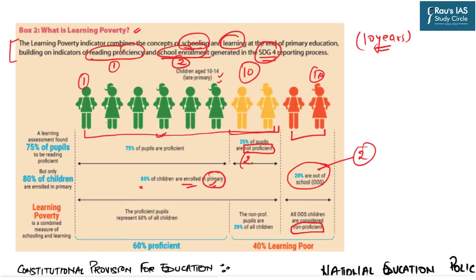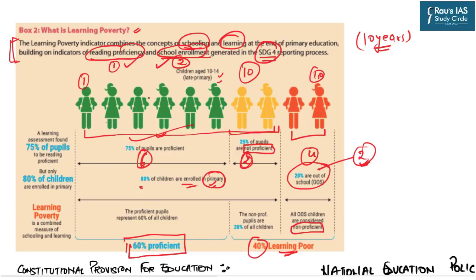So 2 students are not proficient. The remaining 6 students are proficient enough. So these 6 students out of 10, that is 60%, will be considered proficient. Now these 2 students who are out of school and these 2 students who were in school but not proficient enough to read something will be considered learning poor. That means 40%, that is 2 plus 2, 4 out of these 10 students, are poor in learning. So that is why the definition of learning poverty has to relate to reading proficiency as well as school enrollment.